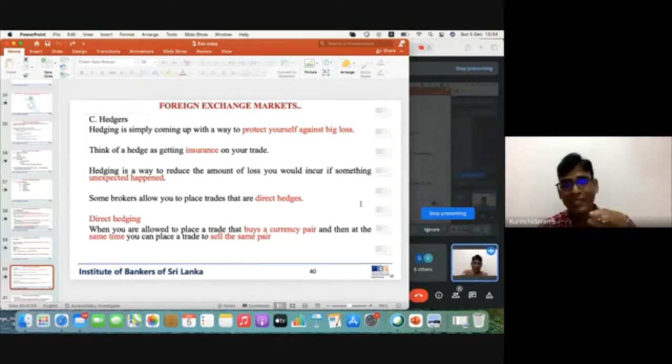So even though you can have a short position or a long position, the matter is which way the exchange rate is going to move, depreciation or appreciation. If you have a long position, appreciation is risky. If it is a short position, depreciation is risky.